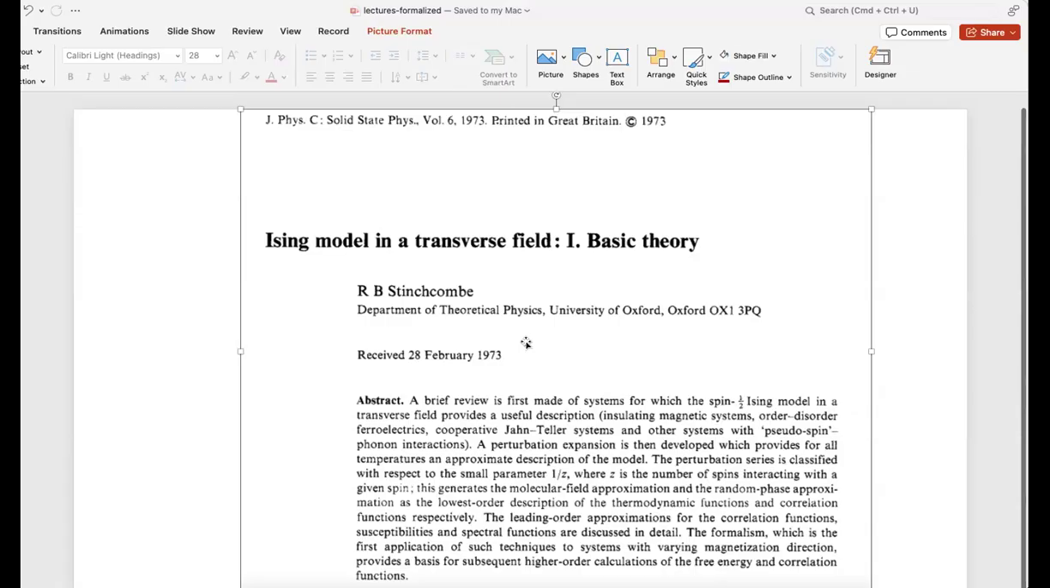So the question was asked by this gentleman here, Robin Stinchcombe, quite a well-known character from Oxford. Stinchcombe posed a question basically, what kind of systems show this transverse Ising behavior? And this is what I showed you last time, where, let me go to the next one.